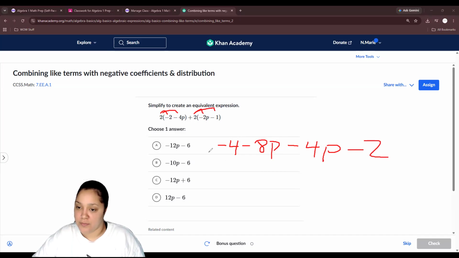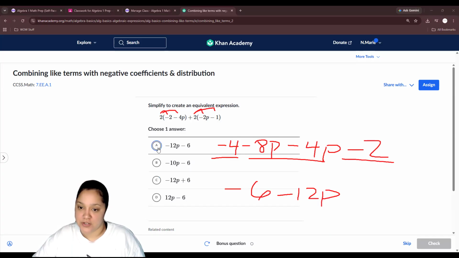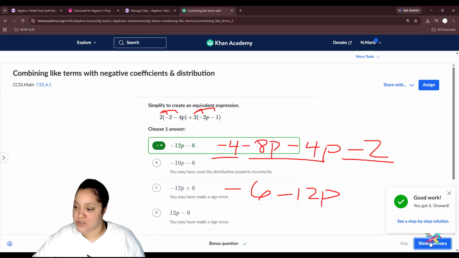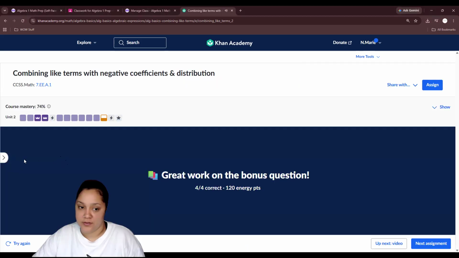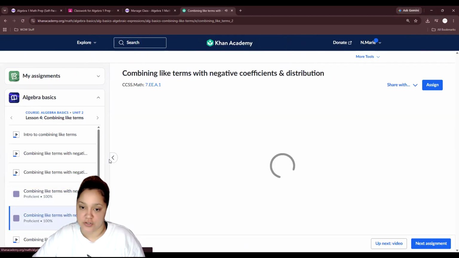And then we're going to combine like terms. So negative 4 minus 2 is negative 6. Negative 8p minus 4p is negative 12p. So this is a minus minus. It should be A for our answer. If we get it wrong, they'll show you how to do it when practicing on Khan Academy, which is useful.